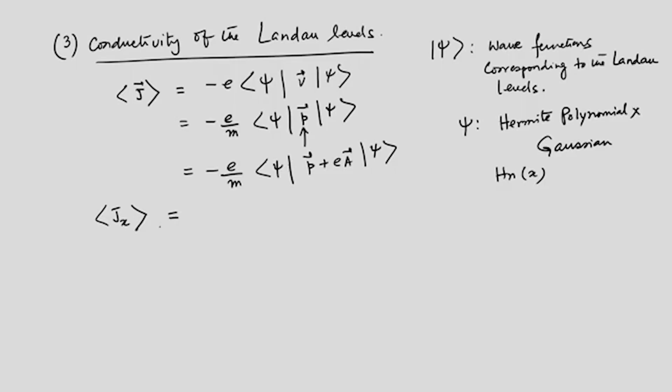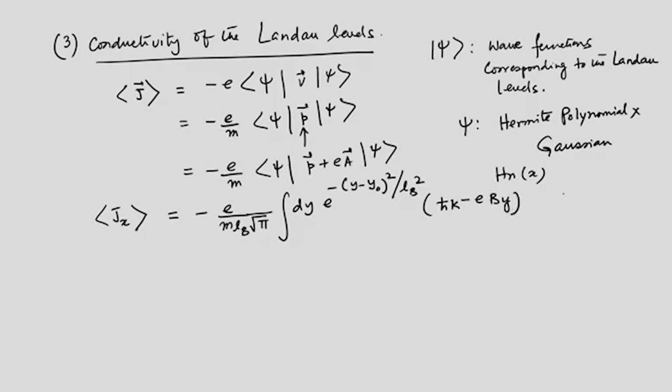So we can calculate the x component of the current, which can be written as minus e by m L b root pi, all these factors written earlier, times the integral dy of exponential of minus y minus y naught squared, I am taking the same gauge as I have taken earlier, which is equal to h cross k minus eBy. Because if you remember, we have taken a gauge in which it is minus By and A is 0, 0, this is called the Landau gauge.